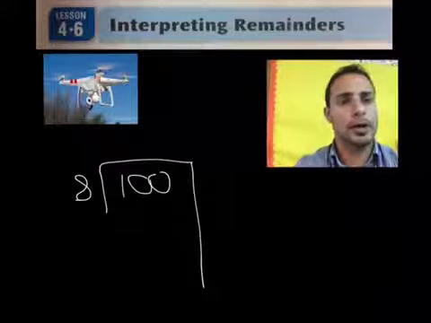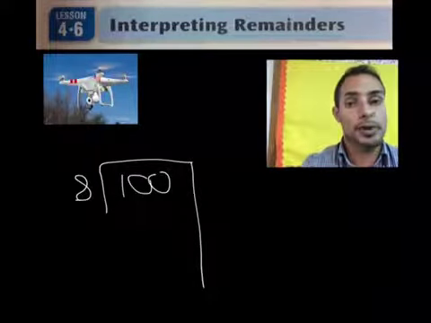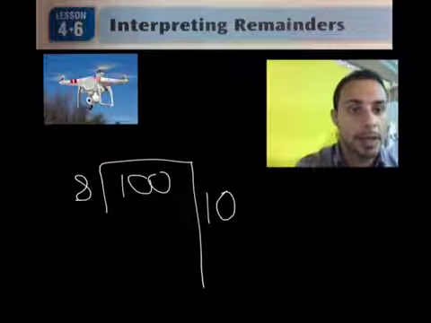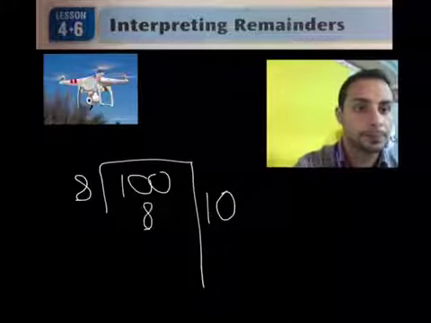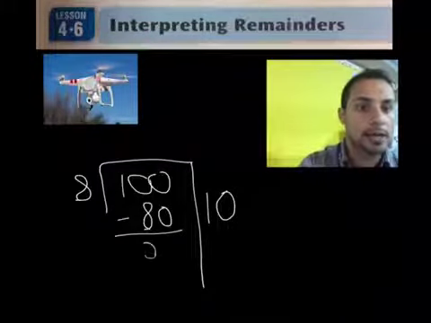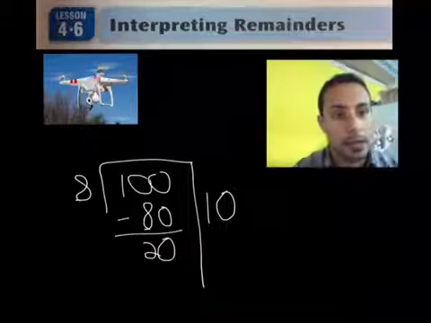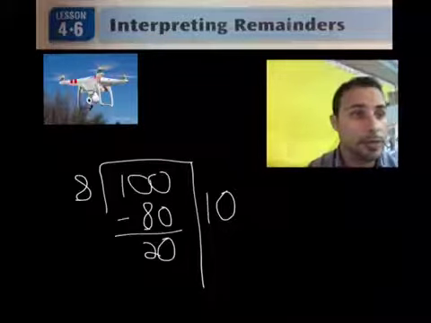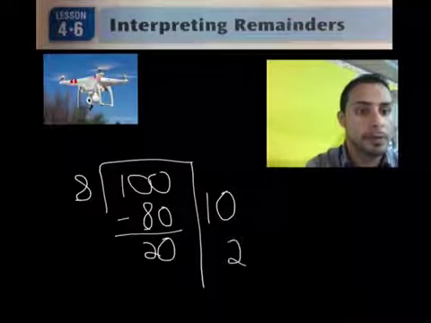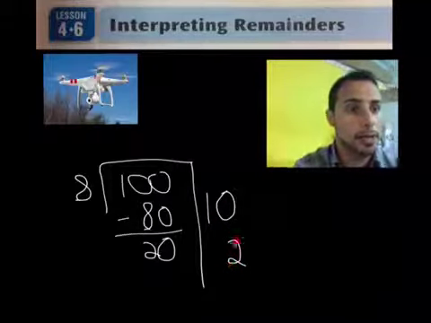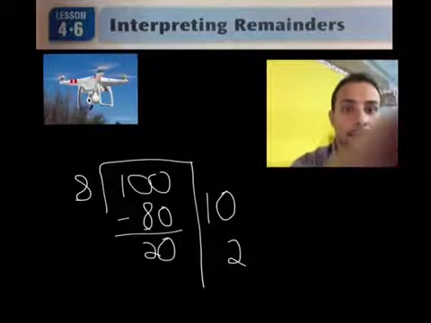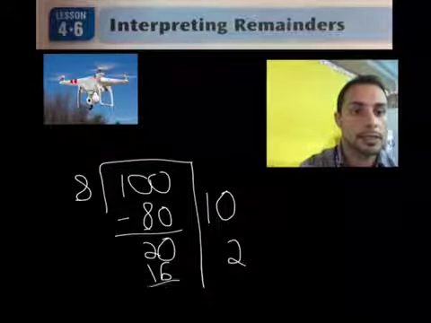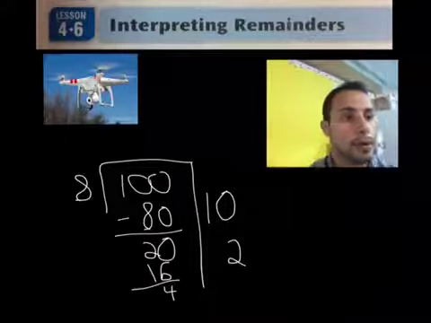So how many 8s are in 100? Well, I'm not exactly sure, but I know I can multiply 8 times 10, and that will give me 80. And then I subtract, and I have 20 now. How many 8s are in 20? 8 times 1, 8, 8 times 2, 16, 8 times 3, 24. That's too much, so it's 8 times 2. Make sure, boys and girls, that you align it like so. So now I have 20. 8 times 2 is 16, and now I have 4 at the bottom left.